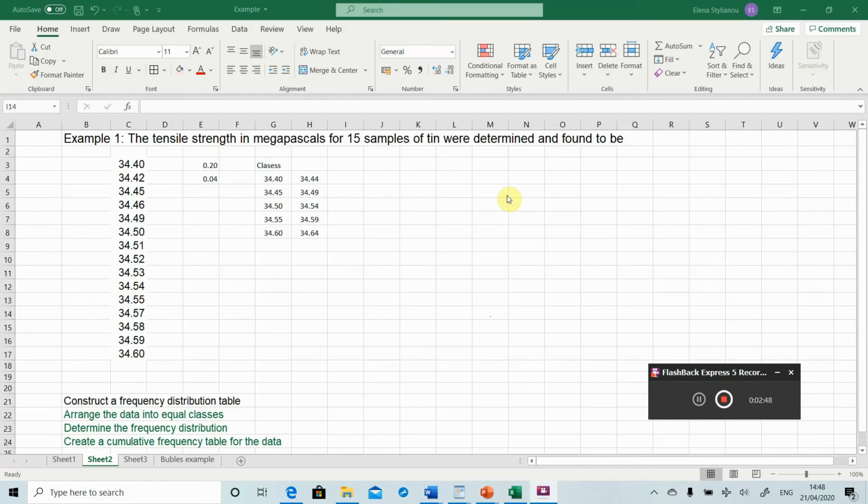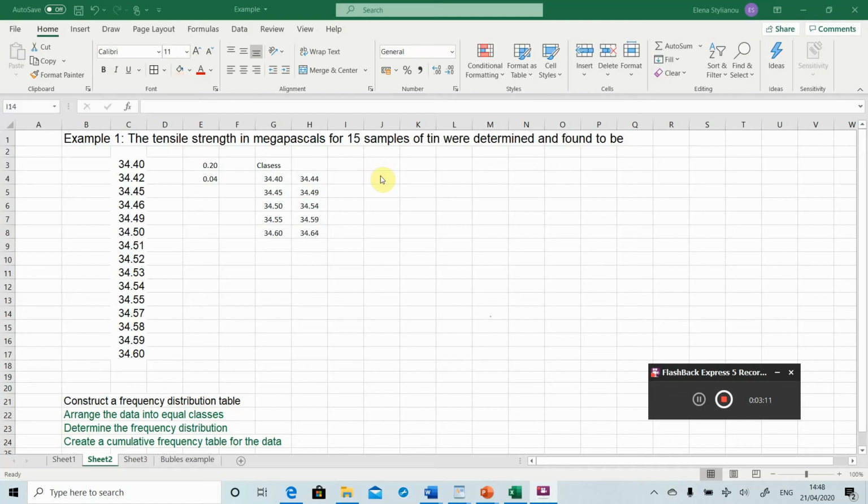Here you have to make sure that your classes don't overlap. So the right-hand side of the interval for a class should be 0.01 smaller than the left-hand side of the next class. Right, these are the classes.